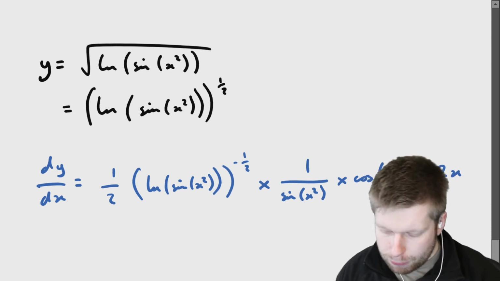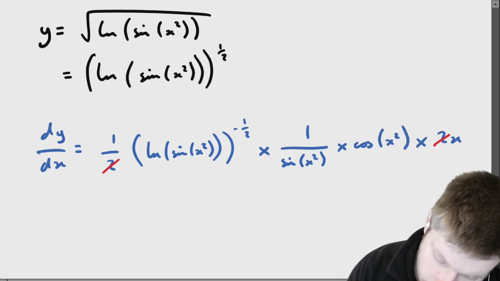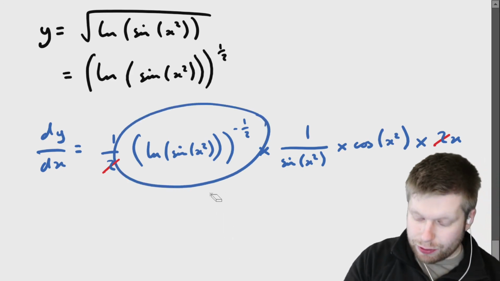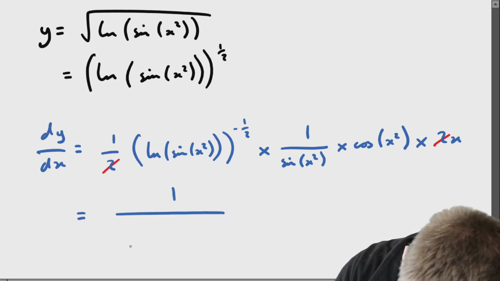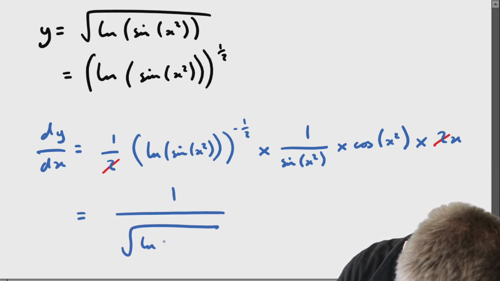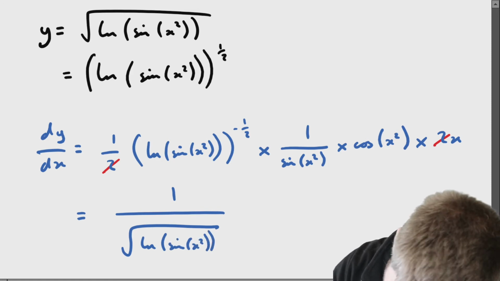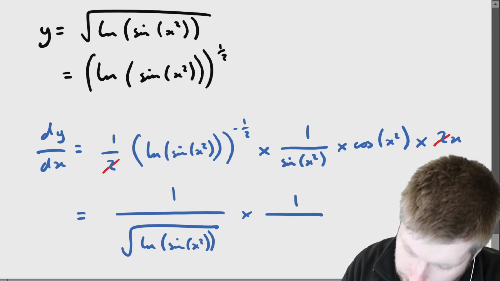Okay. So I could tidy this up if I wanted to. For example, I can see that the half and the 2 are going to cancel. I can see here that if I have anything to the power of negative a half, that's 1 over the square root of that thing. So let's have a look. I get 1 over the square root of the natural log of sine of x squared, times 1 over the sine of x squared, times the cosine of x squared.